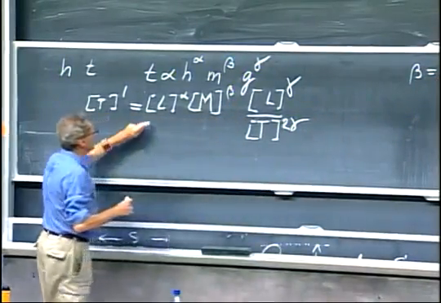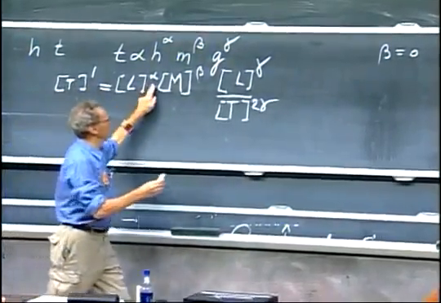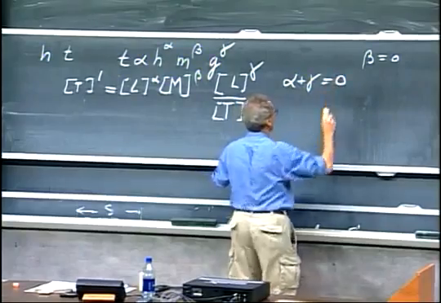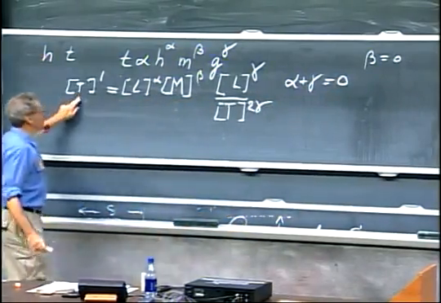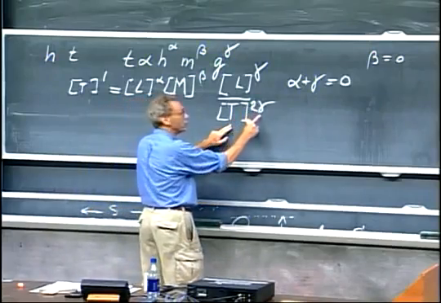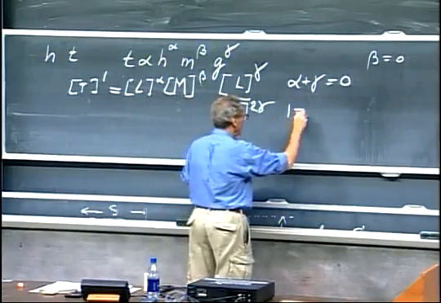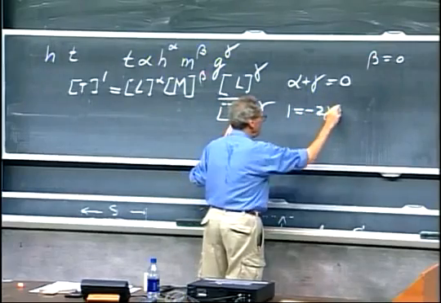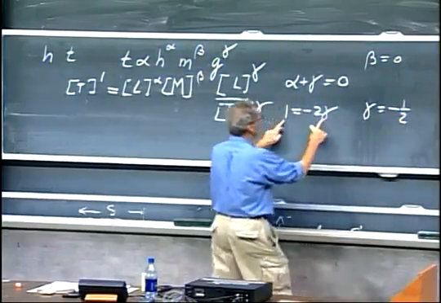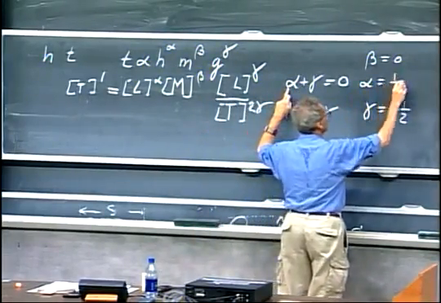There is here L to the power alpha, L to the power gamma. There is no L here. So L must disappear. So alpha plus gamma must be 0. There is t to the power 1 here. And there is here t to the power minus 2 gamma. It's minus because it's downstairs. So 1 must be equal to minus 2 gamma. That means gamma must be minus 1/2. But if gamma is minus 1/2, then alpha equals plus 1/2.